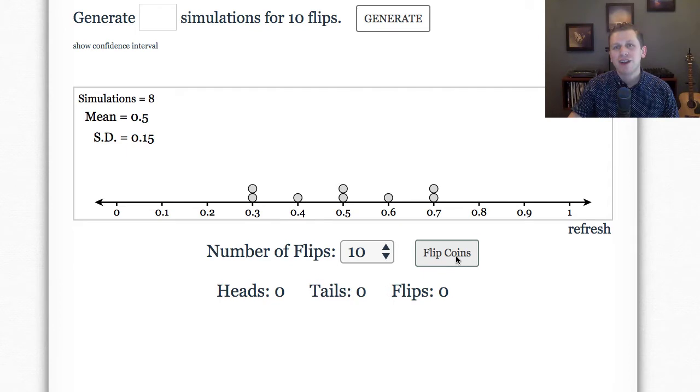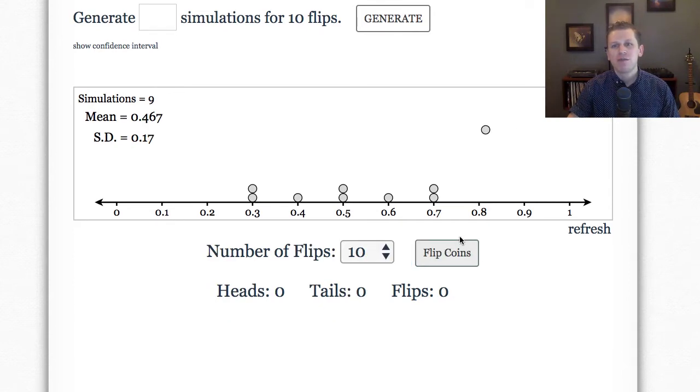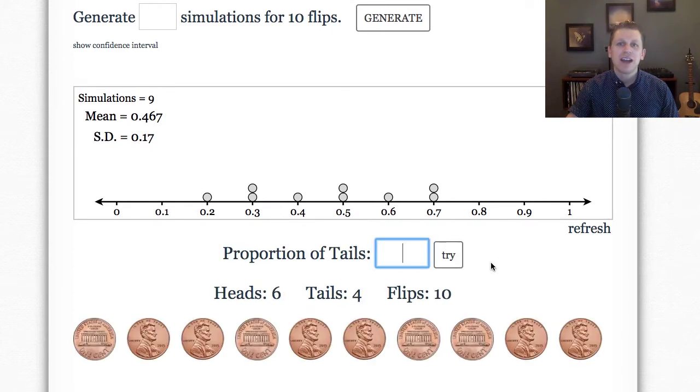Let's try a 9th trial. Here, I only got 2 tails. That is a sample proportion of 0.2. Notice how when 0.2 is added, the mean has now gotten smaller than 0.5. Let's do a 10th trial. Here I got 4 tails or a sample proportion of 0.4.